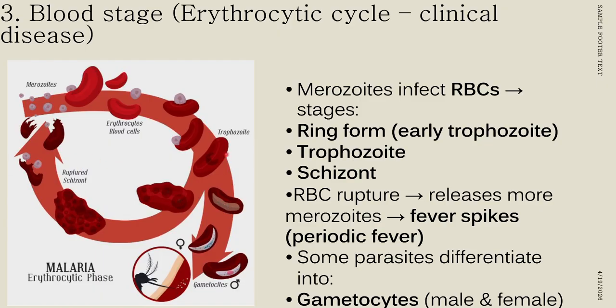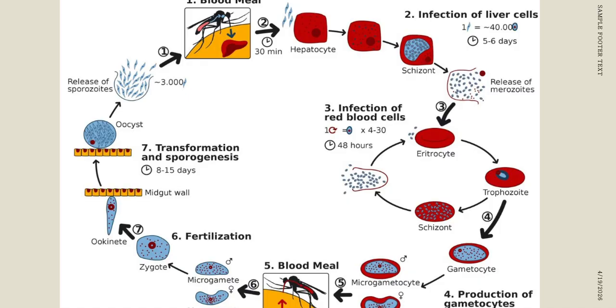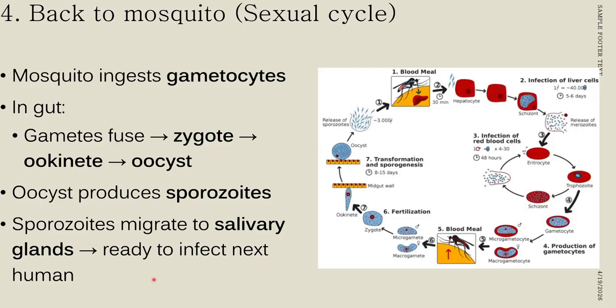Some parasites also differentiate into gametocytes instead of differentiating into schizonts. These gametocytes may be male and female, and these gametocytes can again be taken up by a mosquito during a blood meal. And after the blood meal of the mosquito, the life cycle goes back to the mosquito, or the sexual cycle. A mosquito takes up gametocytes from a blood meal of an infected person.